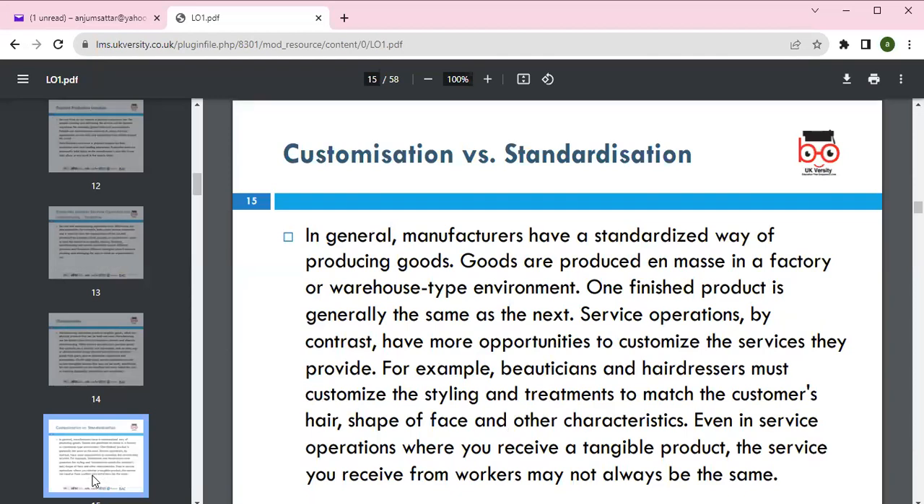In general, manufacturers have standardized ways of producing goods in a factory and warehouse type of environment. Each finished product is generally the same as the next. Service operations, by contrast, have the opportunity to customize the service. For example, a beautician and hairdresser must customize their style and treatment to match the customer's hair, the shape of the face, other characteristics, and the texture of the hair. We need to understand that knowledge, and then we can provide the services accordingly to the client.